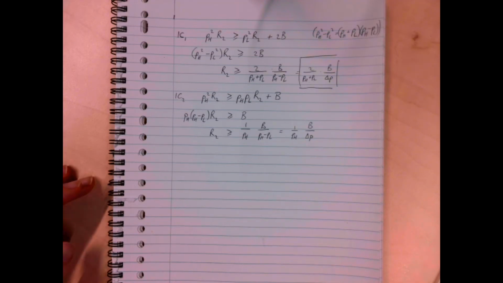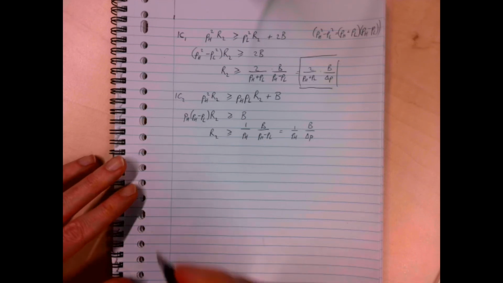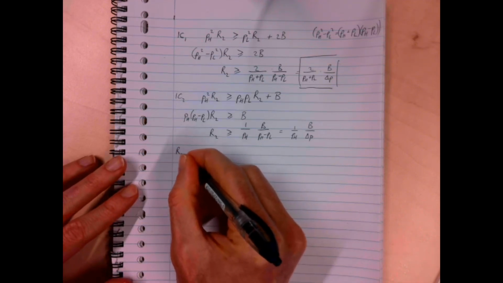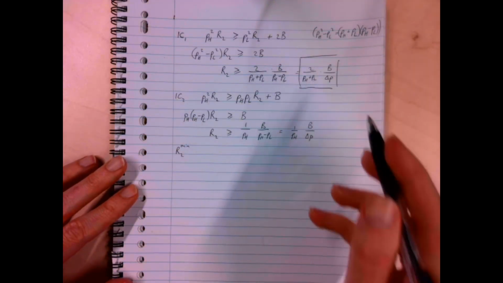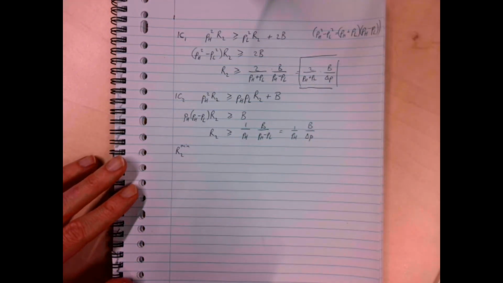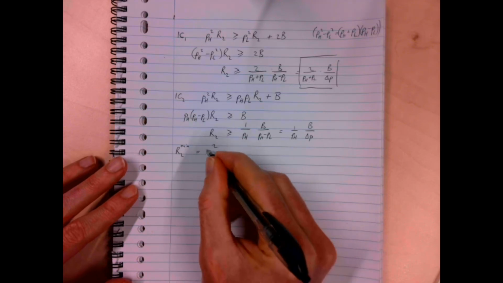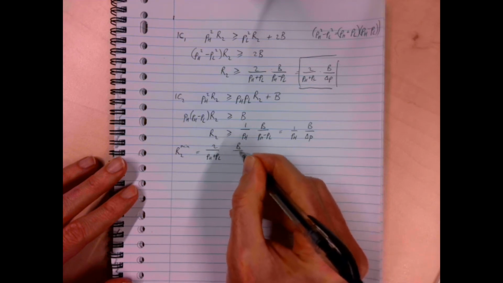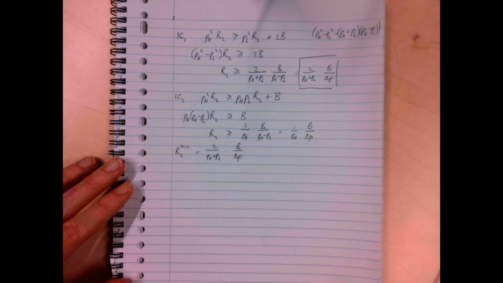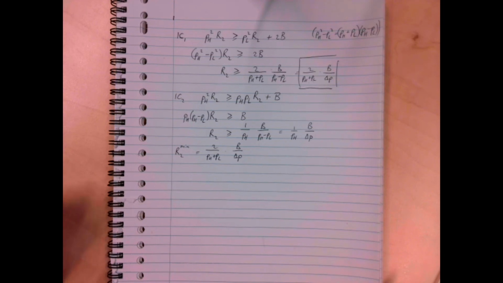So that tells us immediately what's the minimum that we need to get as entrepreneurs in order to put in this effort. So the minimum R2 that we need for incentive compatibility is exactly equal to this amount, 2 divided by pH plus PL times B over delta P. And now we can go further with our normal procedure of solving also for the participation constraint, because now we know what the pledgeable income is.